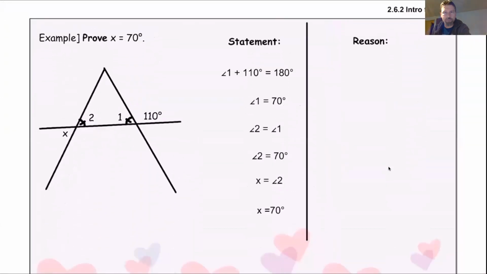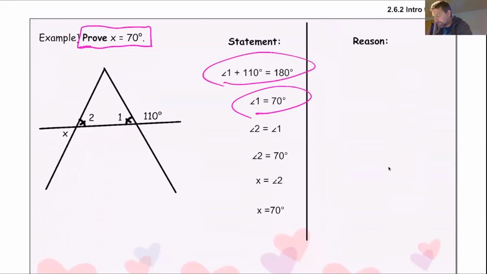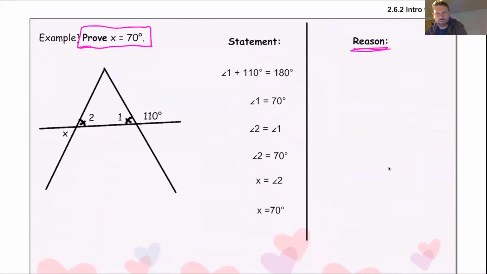So now the problem is to prove that x is equal to 70 degrees. I went ahead and showed each step I did in the previous proof right here, so those are already written out for you. When you do your homework, those will tend to be already written out for you because we're just introducing proofs. So I don't want to break it all down. But what I do want to work on is seeing if we can come up with reasons for why each of those things is true.